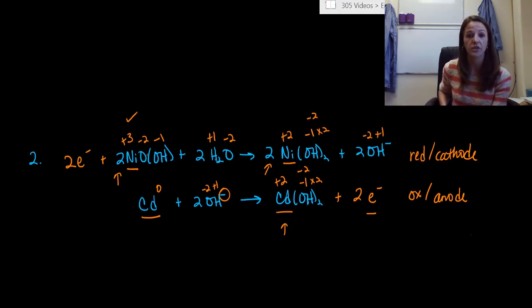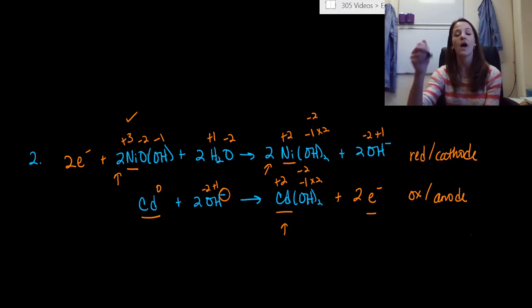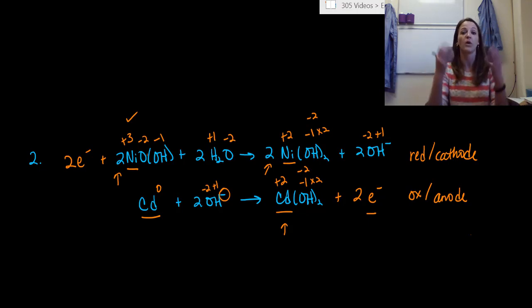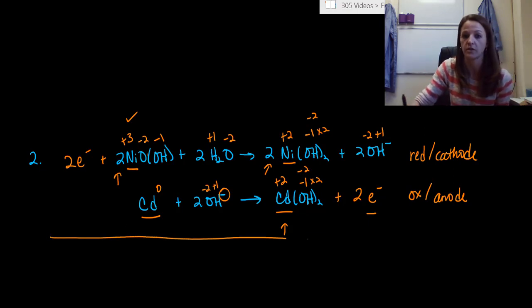Alright, so we've done the first half of the problem, we've assigned the oxidation states, we've balanced our equations, we've identified which is oxidation, reduction, cathode and anode. Now we have the very, very last step, and we try to bring both pieces together to figure out the overall reaction that occurs in this galvanic cell, or in the overall electrochemical cell.